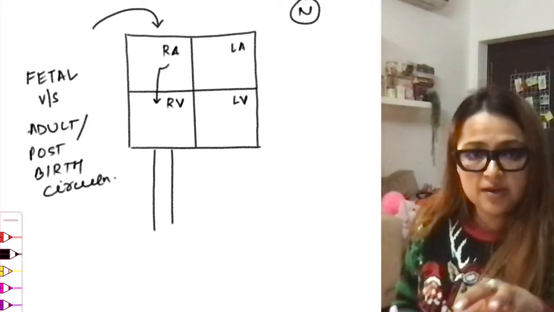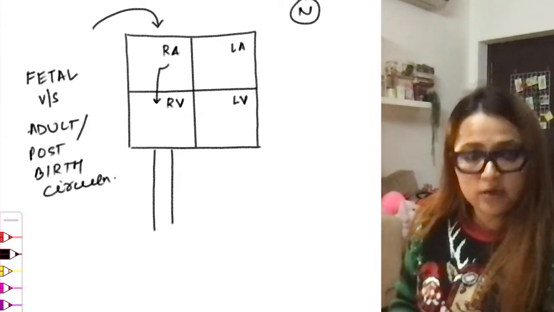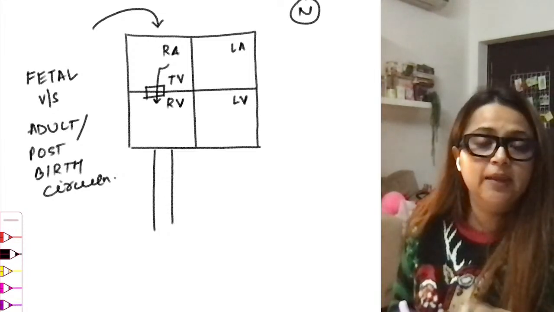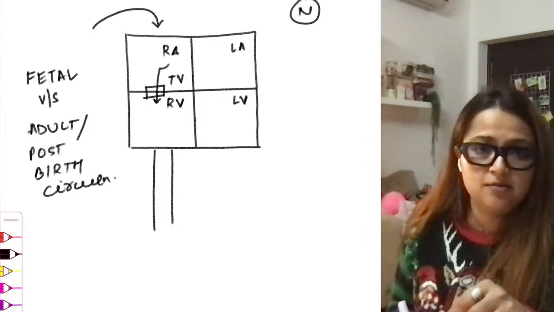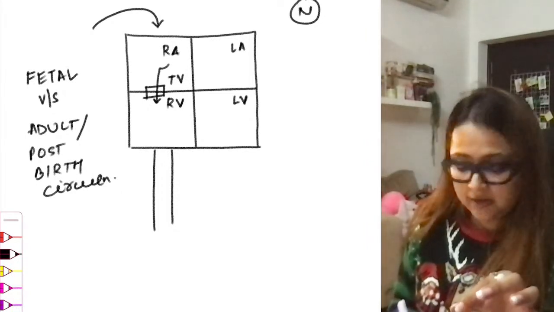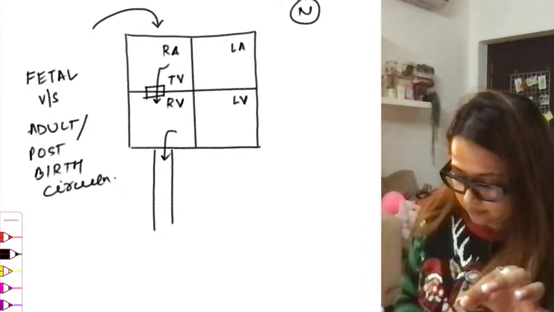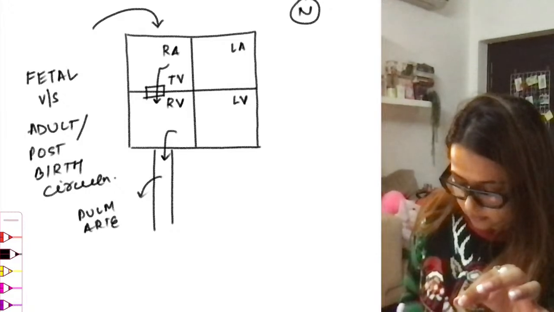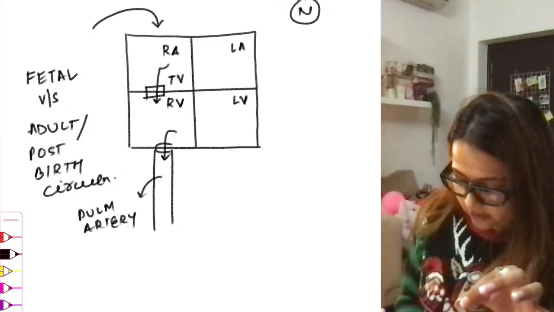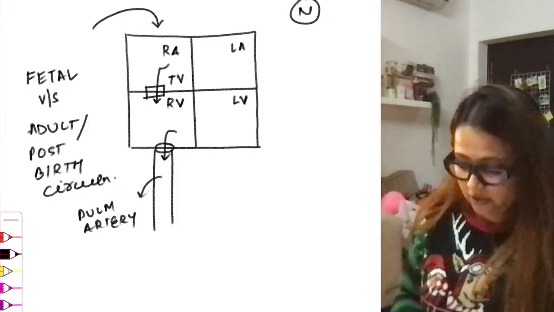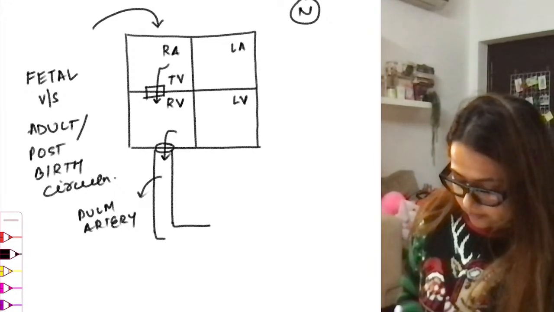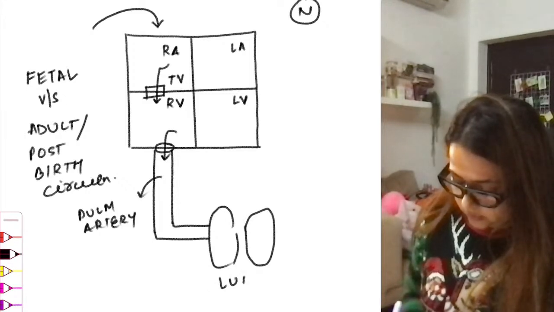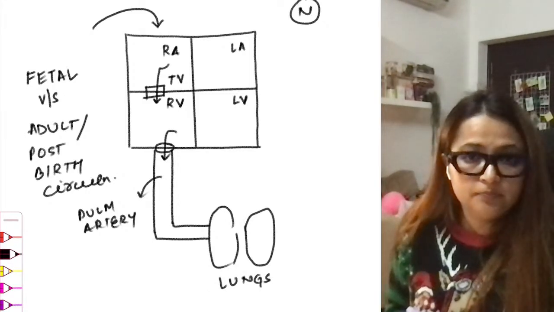Blood enters the right atrium, then the right ventricle. Here we have a valve known as the tricuspid valve. That is why you call the tricuspid valve a right-sided valve. Now from the right ventricle, the blood goes into the pulmonary artery. This is the pulmonary artery, and here we have the pulmonary valve. Now from the pulmonary artery, the blood goes into the lungs.